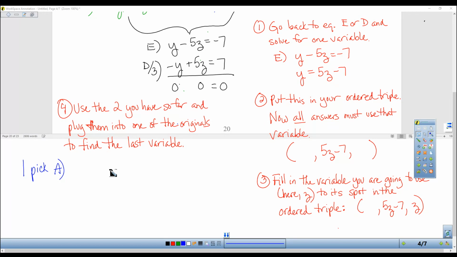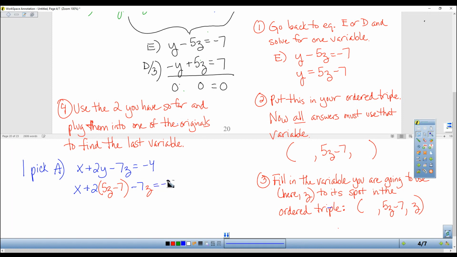So A says x plus 2y minus 7z is equal to negative 4. So I'm trying to find x. If these had been numbers, like 7 and 8, you would have plugged 7 and 8 in for y and z, but they're not numbers. So what are you plugging in? 5z minus 7. You're plugging in what you got so far. This is very new and different for you, and I recognize that. And what are you plugging in for z? Oh, z gets to stay the same.